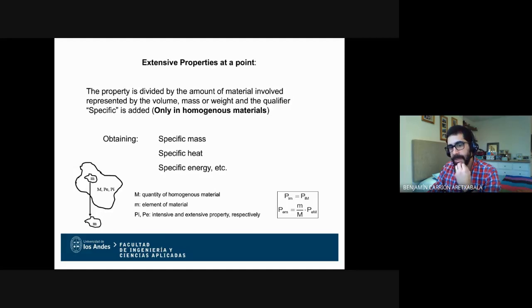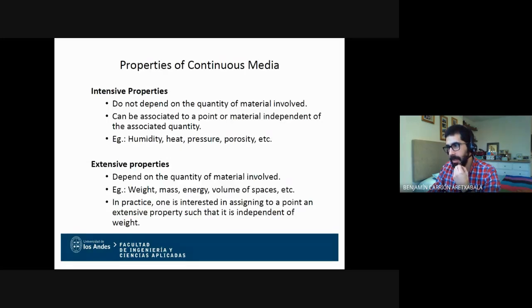So porosity is actually intensive in that it doesn't depend on the full scale. I mean, if you have 1 teaspoon of dirt and you have a truckload of dirt, the porosity is going to be more or less the same.